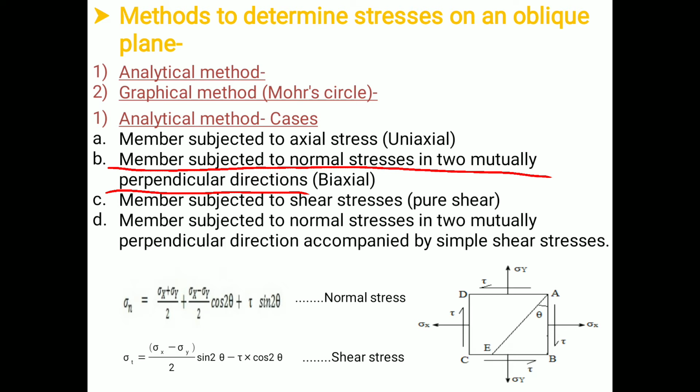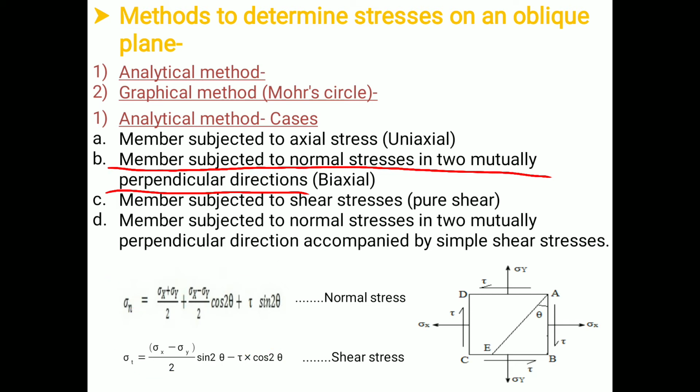Now, in this case, a member is subjected to two normal stresses, that is sigma x and sigma y. So the shear stress will be 0. If I consider shear stress equal to 0, whatever answer you get for this equation and for this equation will be the equation for case number two.